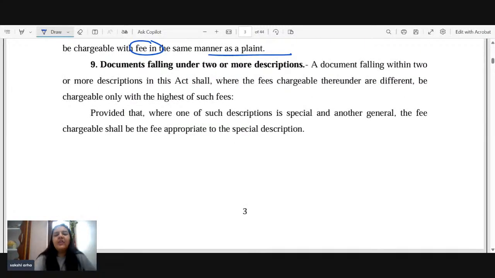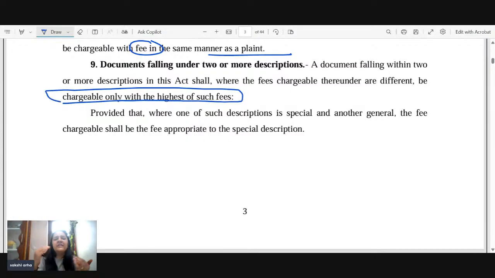Then documents falling under two or more description. When a document is falling under two or more description of this act, like X में भी fall कर रहा है, Y में भी fall कर रहा है, then what will be the court fee? Okay. So where a document is falling under two or more description, and the fees chargeable are also different, be chargeable only with the highest value of such fee. So दोनों में से जो highest value होगी, that will be charged on the person.